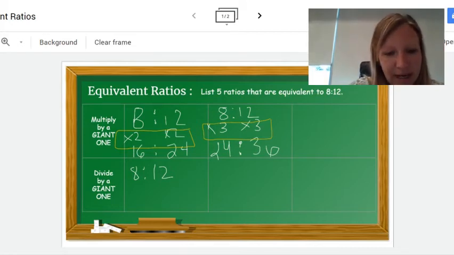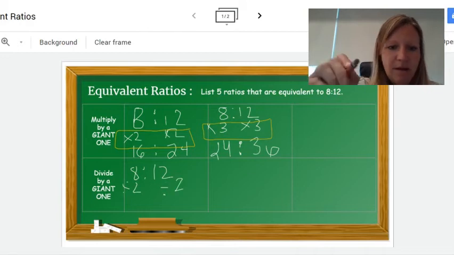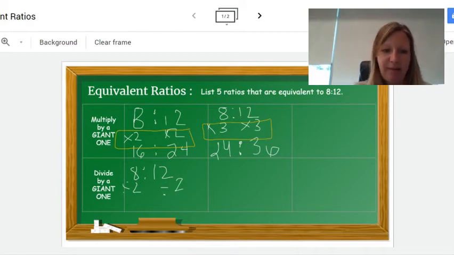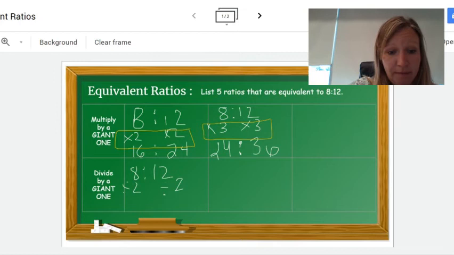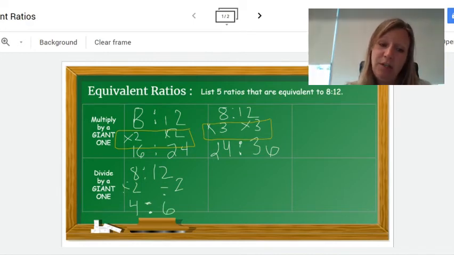So I'm going to divide both numbers by 2. And so when I do this, 8 divided by 2 gives me 4. And then 12 divided by 2 gives me 6. So one equivalent ratio of 8 to 12 would be 4 to 6.